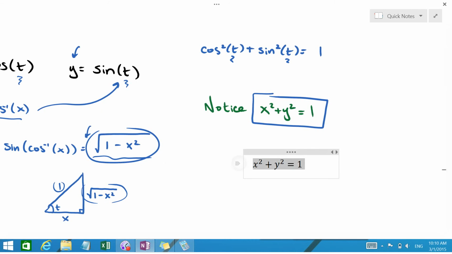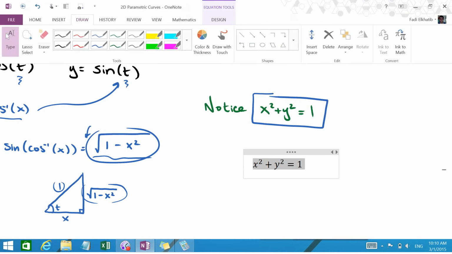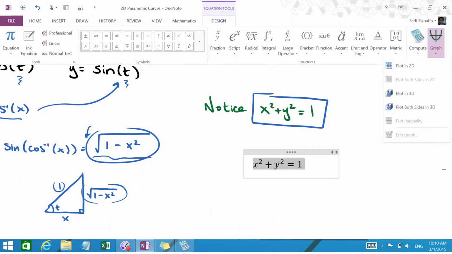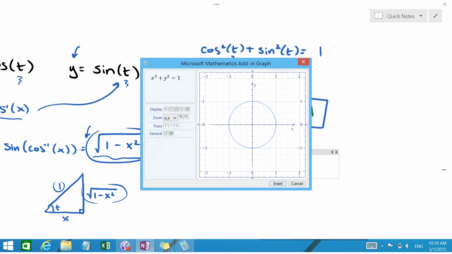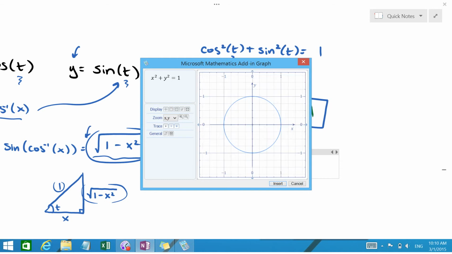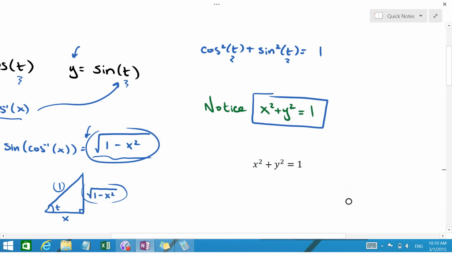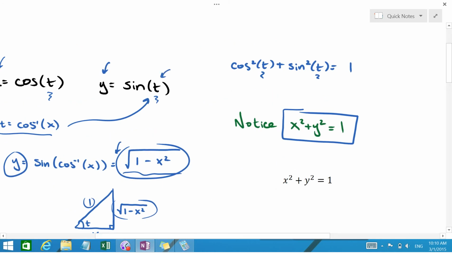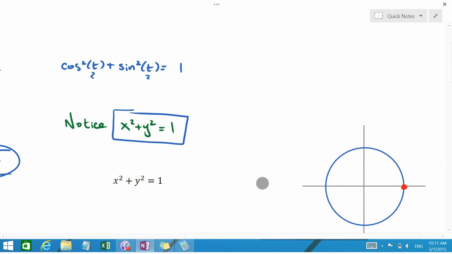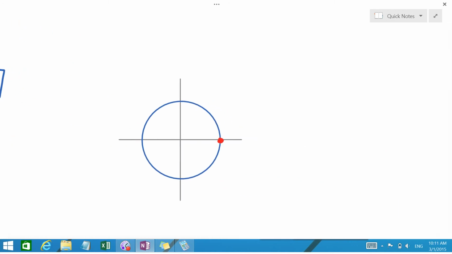So if we actually graph this, well, what does it look like? Well, by now you guys should probably already know x squared plus y squared equals 1 describes the unit circle centered at the origin. There it is. So there's not a whole lot of surprise there. Okay? But what does this whole t business really do for us? Well, here's a rough picture of what this all looks like.